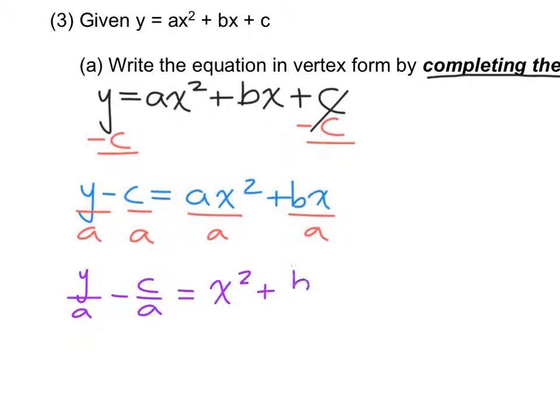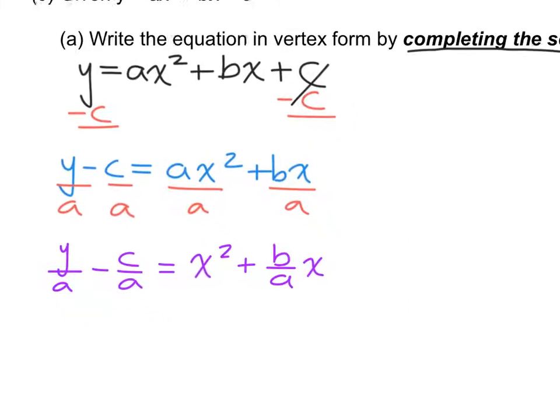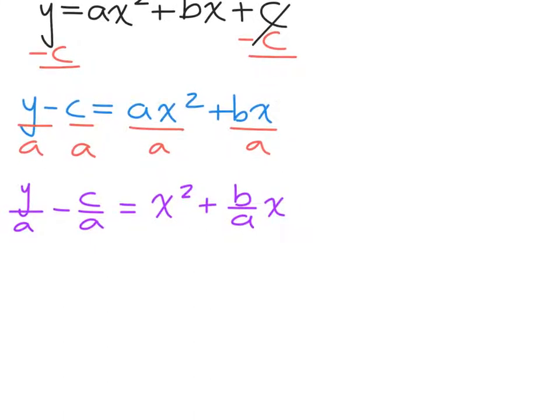I'm going to write this as b over a times x, so that it's clear that the b over a is a coefficient of x. If I write it as bx over a, it sometimes gets lost in the shuffle, and I don't really want to deal with that. Now, I do need to complete the square.